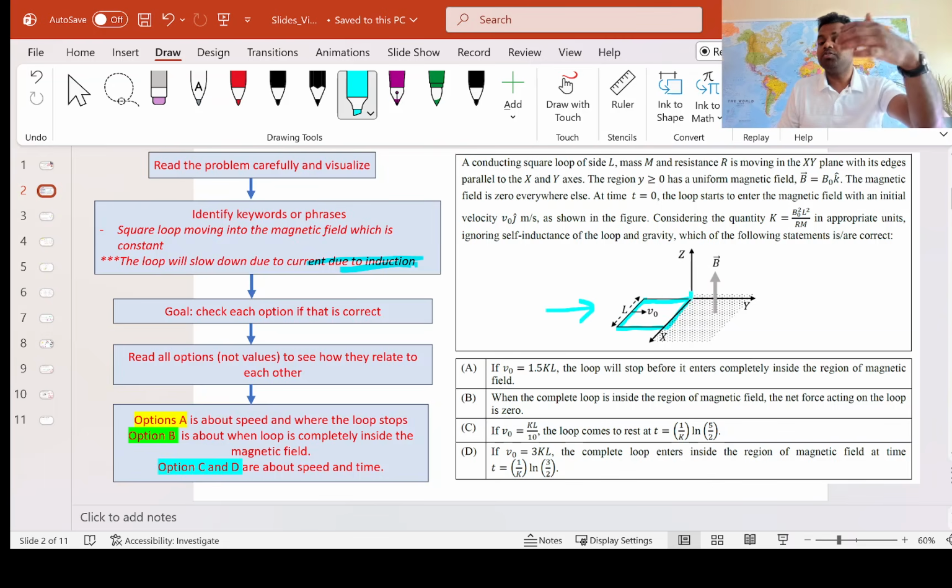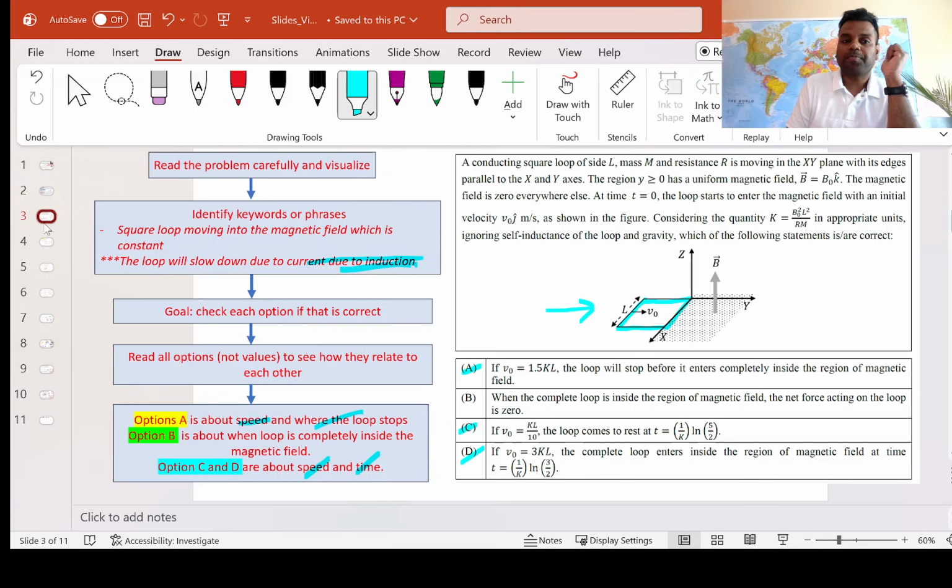law of induction, you will have voltage, you will have current, and because of that current you will have a force that will slow down the loop. So the goal is to check each point if that is correct or not. Read all the options, not the values, to see how they relate to each other, and you will see option A, C and D, they are about the speed and time, right? And when the loop stops. Option B is about when the loop is completely inside the magnetic field.